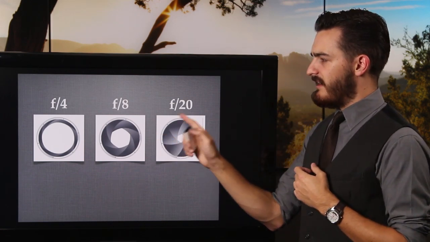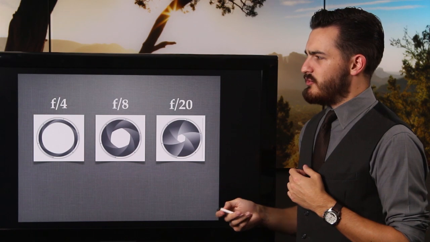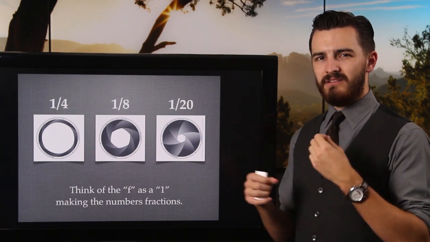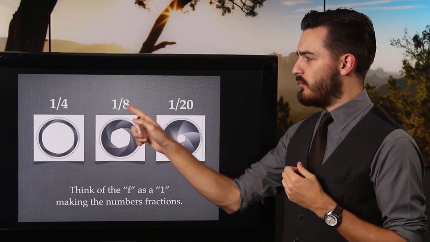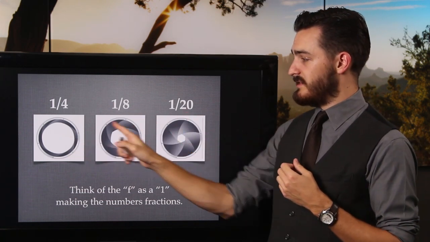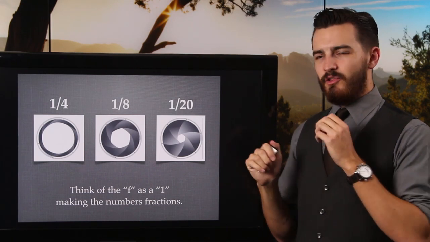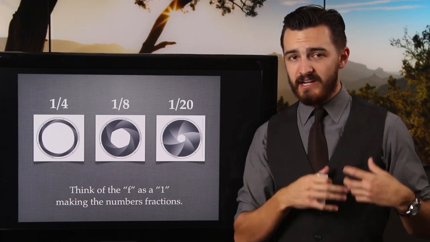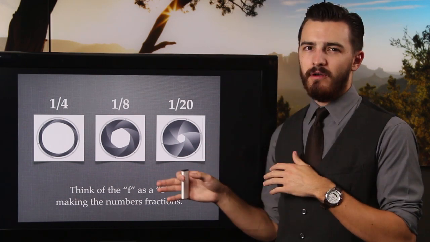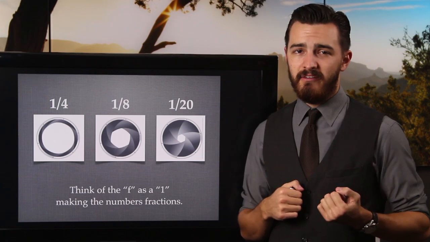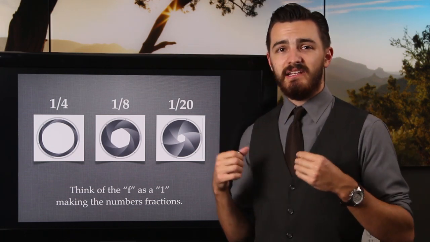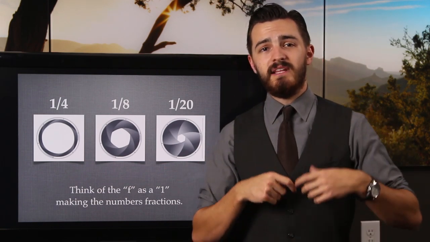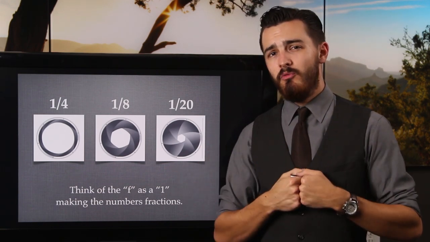If we look at f4 and f8 and f20, and you turn the f's into a 1, suddenly it makes a little more sense. 1/4 is bigger than 1/8, which is bigger than 1/20, and the opening is bigger. So the reason that works is that the f numbers are actually ratios. They're fractions. So when you see f4, it's actually f divided by 4. When you see f8, it's actually f divided by 8. f20 is f divided by 20. So that's why the bigger numbers are the smaller openings.